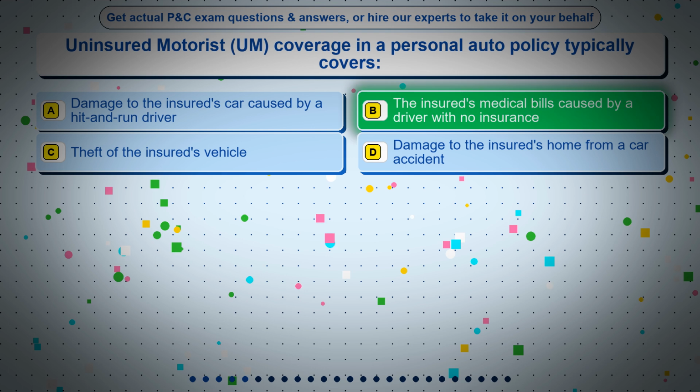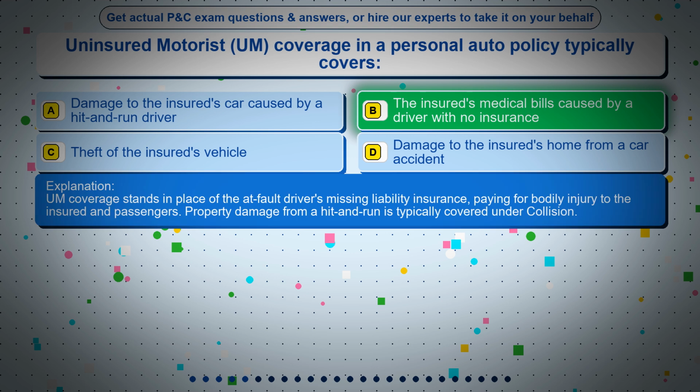The correct answer is option B. The insured's medical bills caused by a driver with no insurance. Coverage stands in place of the at-fault driver's missing liability insurance, paying for bodily injury to the insured and passengers. Property damage from a hit-and-run is typically covered under collision.